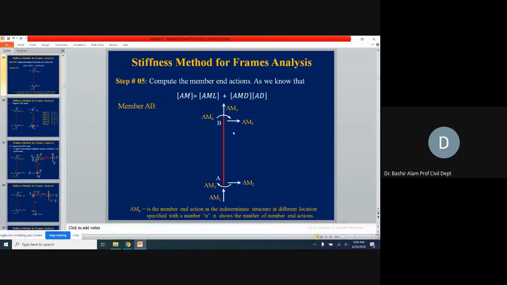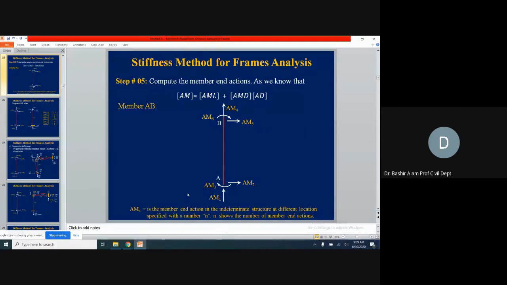And I come to a specific end now. Let's say A is my near end, the starting end, so vertical followed by horizontal followed by the moment. This is my labeling sequence: AM1, AM2, AM3. First I assume my positive directions, upward, rightward, and clockwise. Then I designate a starting end, and then I start labeling.